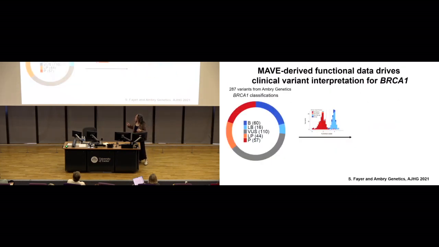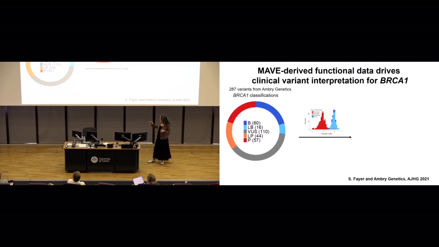Okay, so then we had to collaborate with Ambry Genetics to get their data. All of the other data that you need for variant interpretation, unfortunately, is generally not publicly available. So we collaborated with Ambry Genetics, which is a large genetic testing company in the United States, and they gave us all of their data for which we had a functional score. Their data was about a third variants of uncertain significance.